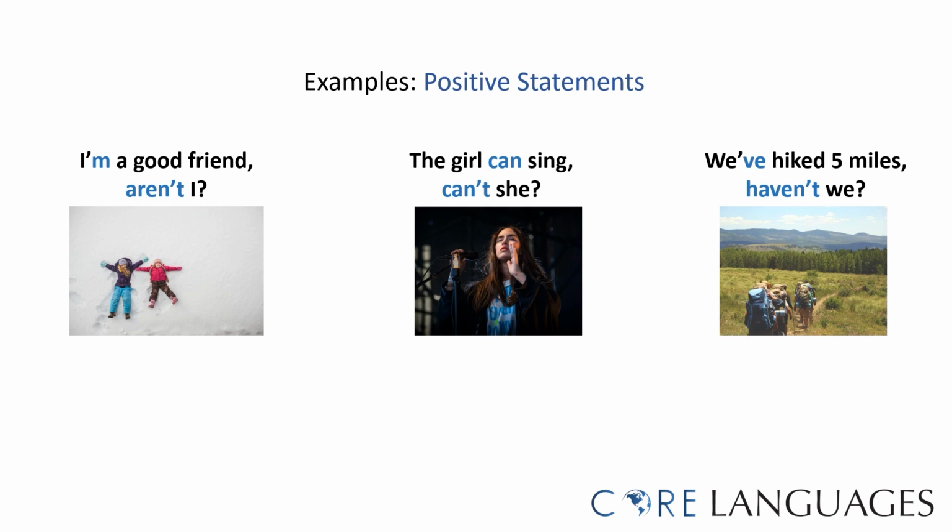We've hiked 5 miles, haven't we? This sentence uses the verb have as part of the present perfect, have hiked, so the question tag will also use have.